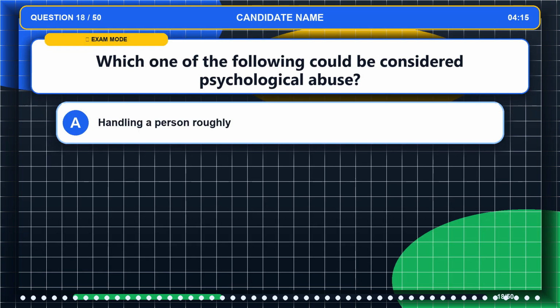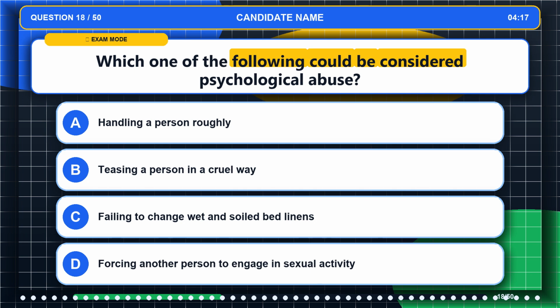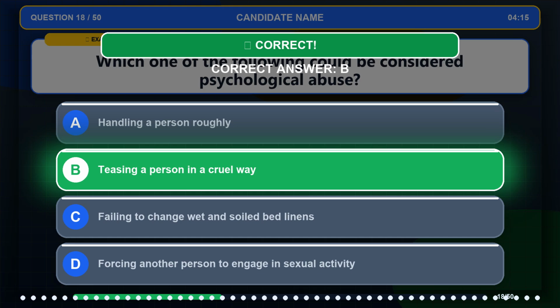Question 18. Which one of the following could be considered psychological abuse? Option A, handling a person roughly. Option B, teasing a person in a cruel way. Option C, failing to change wet and soiled bed linens. Option D, forcing another person to engage in sexual activity. The correct answer is option B, teasing a person in a cruel way.